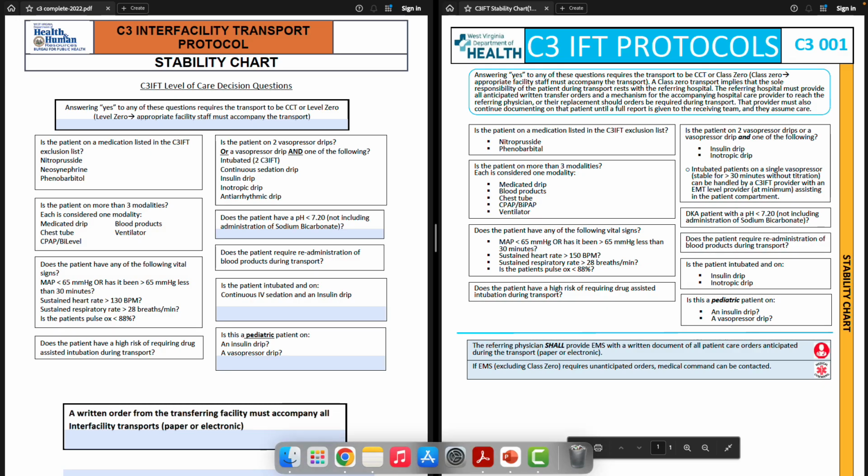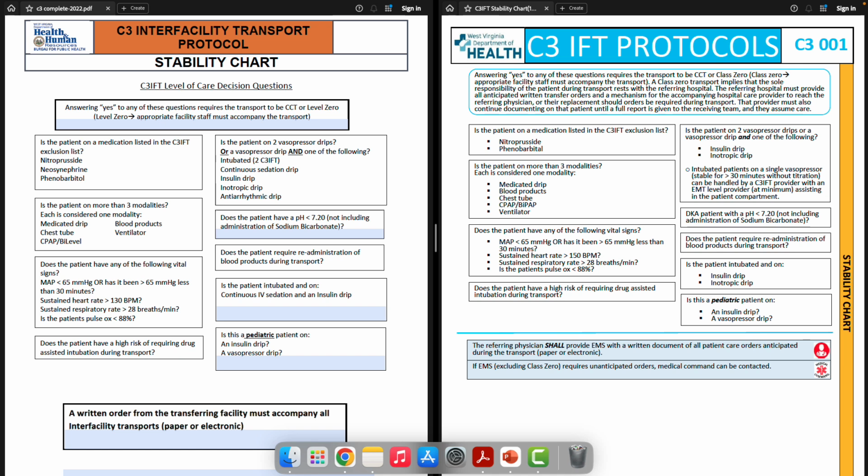So here's the cross comparison between the old, which is on the left, and the new that's on the right. So you can see the style formatting has changed. Okay, and again at the top on the new one, answering yes to any of these questions mean it's a CCT or a class 0. Again, emphasizes on there again on what that class 0 is.